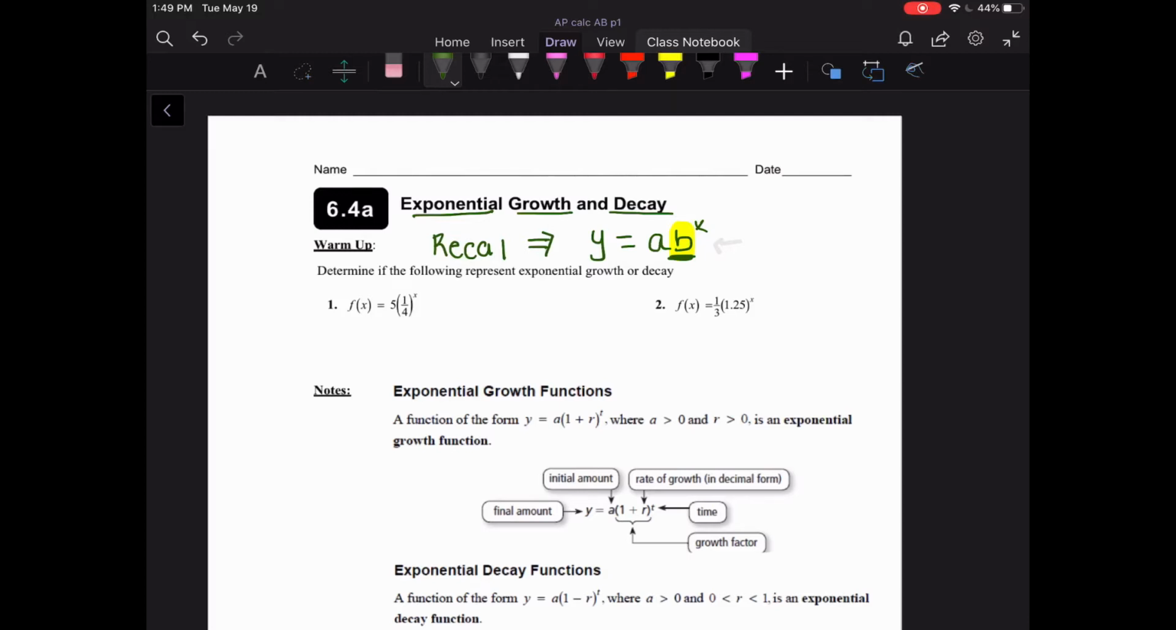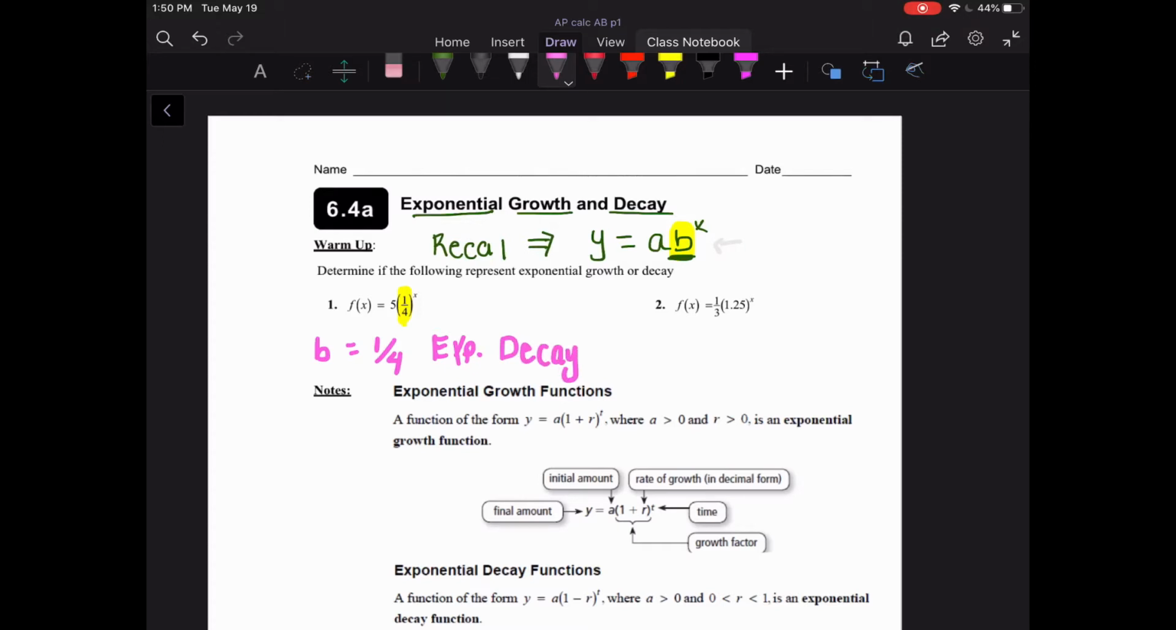Recall that the exponential growth and decay function is y equals a times b to the x, which you'll be able to see in more application today. So the first one, determine if the following represents exponential growth or decay. So let's take a look at the b value. In this case, our b value is 1/4, and that is less than 1. So remember that when it's less than 1, we know this is exponential decay.